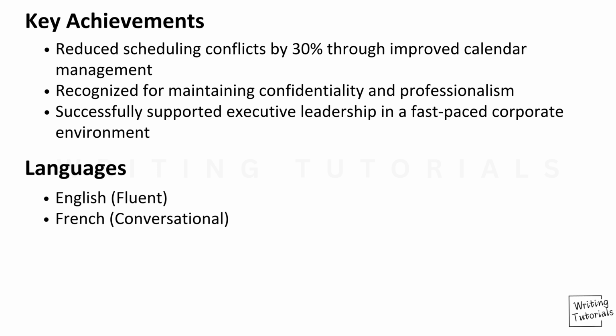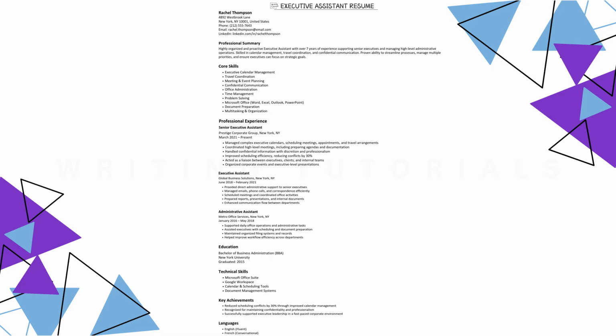So to recap, a strong executive assistant resume should include clear contact information, a strong professional summary, relevant skills, detailed experience with measurable results, education, technical skills, achievements, and languages. Remember, employers are looking for someone who is organized, reliable, professional, and able to support executives effectively. Make sure your resume clearly shows those qualities.